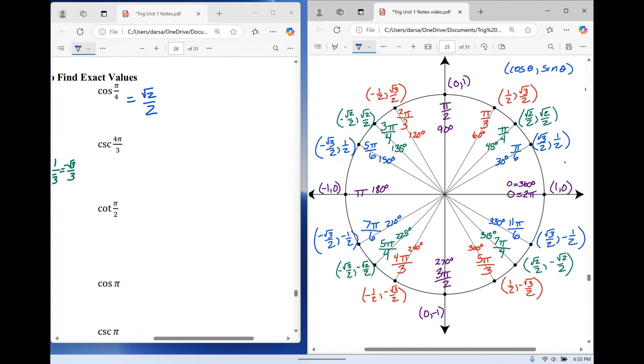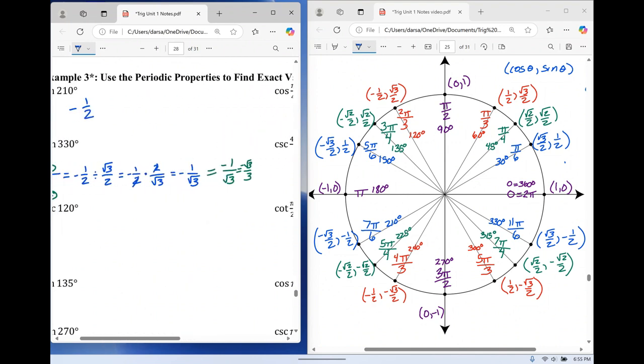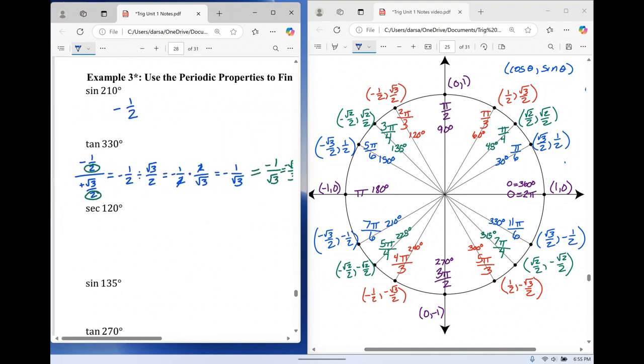And then we want the sine, the y coordinate. We want negative square root of 3 over 2. But we want the cosecant, so we're going to flip that upside down. 2 over negative square root of 3. And then we're going to rationalize to negative 2 square root of 3 over 3. There's our cosecant.